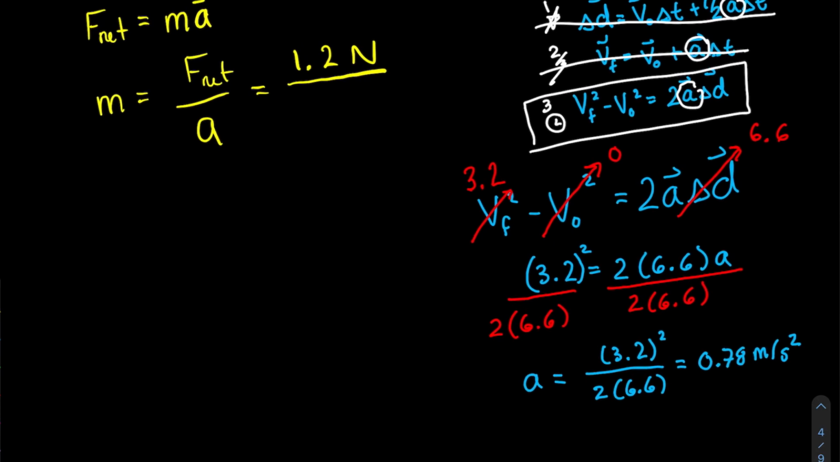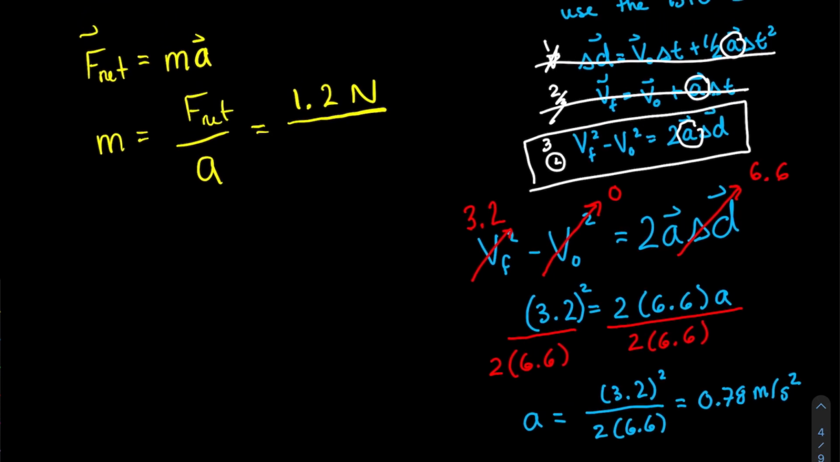And recall that to find the mass of the object, we already had the net force, and the only thing that we were missing was the acceleration, but now we found it, so we can substitute it into the equation. So it's going to be 1.2 newtons divided by 0.78 meters per second squared, which will give us that the mass of the cart is approximately 1.5 kilograms.